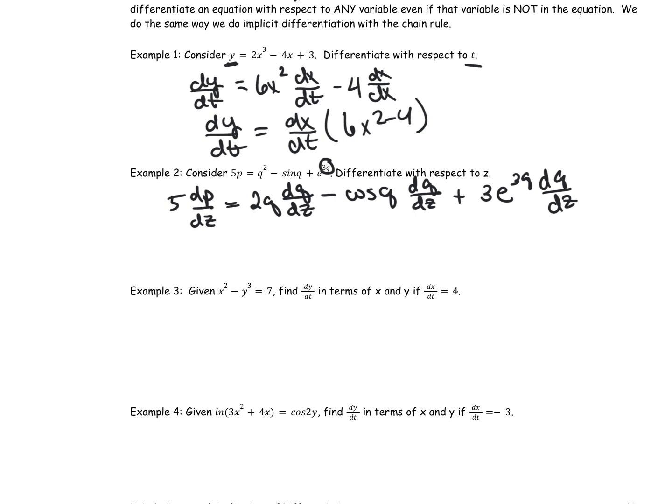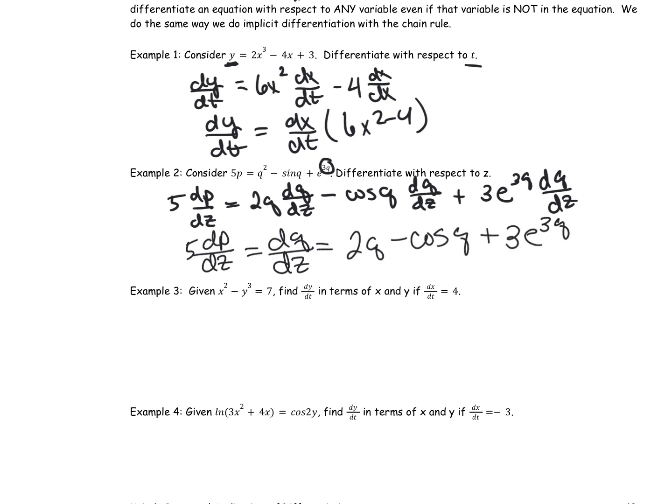Let's see. Can I pull all these dQs out? Yeah. I got what? 2Q minus cosine Q plus 3E to the 3Q. Are we okay with that? Does it matter if you put this here or if you put this here? No, it distributes just the same, doesn't it?